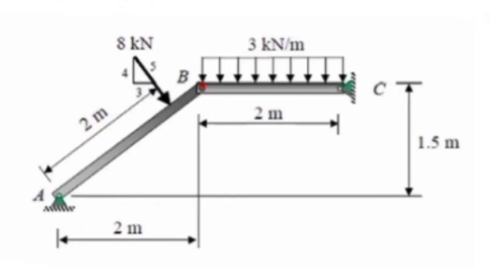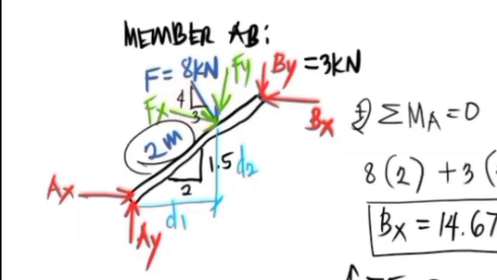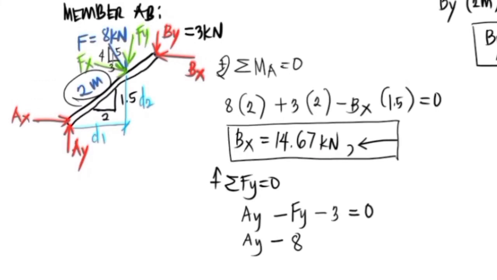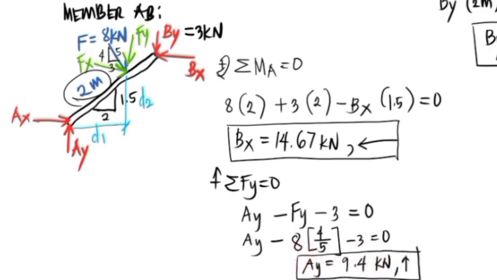So kung babalikan natin dito sa figure kanina, ito ay may slope na 4 rise and 3 run with a diagonal of 5. So magkakaroon tayo ng 8 kilonewton multiplied by the vertical component. So that's 4 over the diagonal. Minus 3 is equal to 0. So AY is equal to 9.4 kilonewton. Since positive yung lumabas na sagot, then tama yung assumption that AY is directed upward.